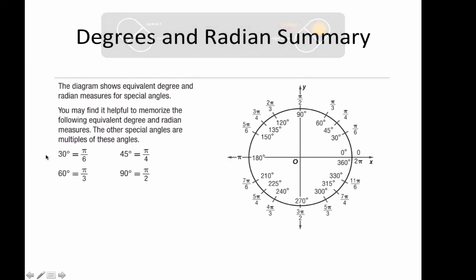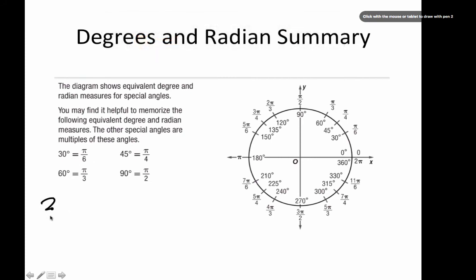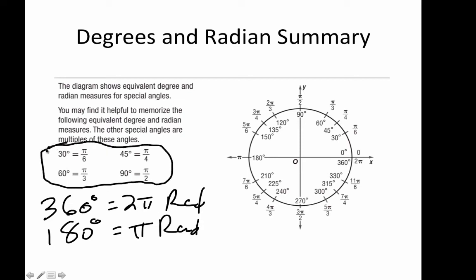So what do you really need to memorize? You really need to know that 360 degrees is 2 pi radians. And then you need to know the conversion: 180 degrees is pi radians. And then you'll end up learning these ones on accident or on purpose, and the rest of them kind of fall into place.